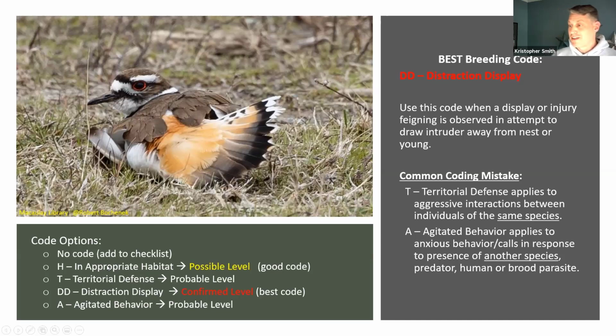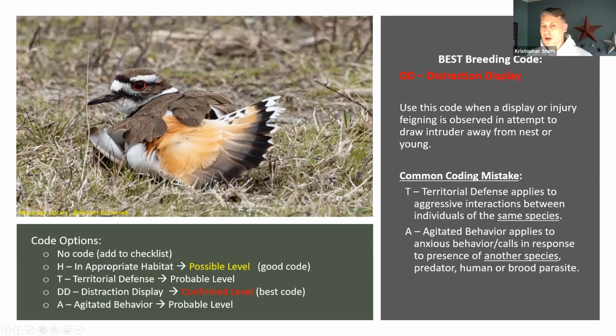Now, if you said you fell for the trap, which was the T, a territorial display applies when there is aggressive behavior or interaction between individuals of the same species. So T is an interaction, an aggression display between those same species. And A, agitated behavior, applies when a bird calls or acts in response to a different species, such as a predator, a human, brood parasites, that kind of thing. So T, same species; A for agitated behavior, other species from that. So that's the difference between the distraction display, territorial and agitated.